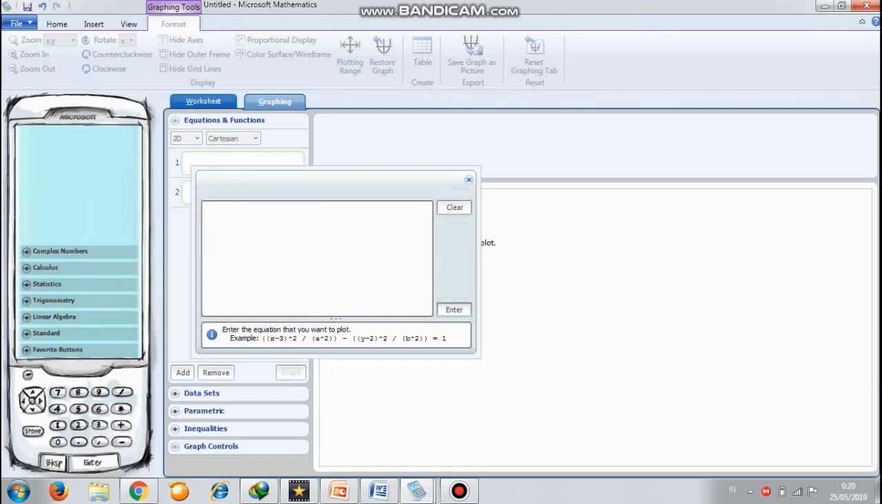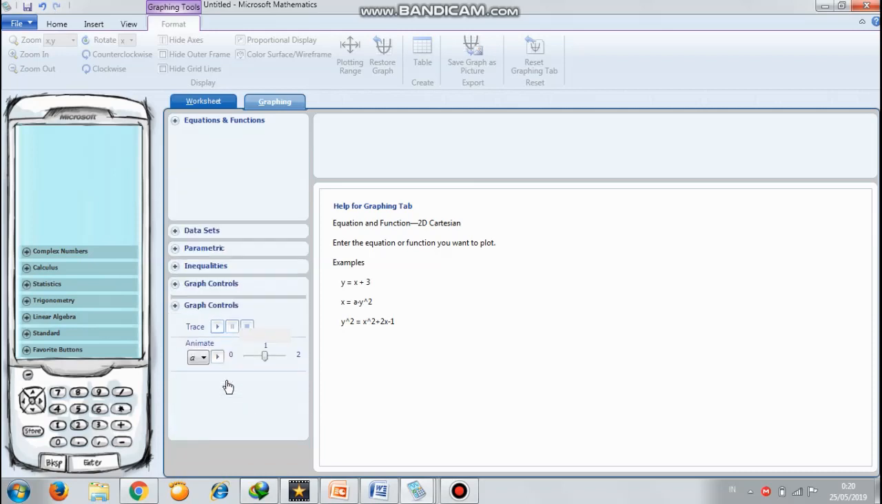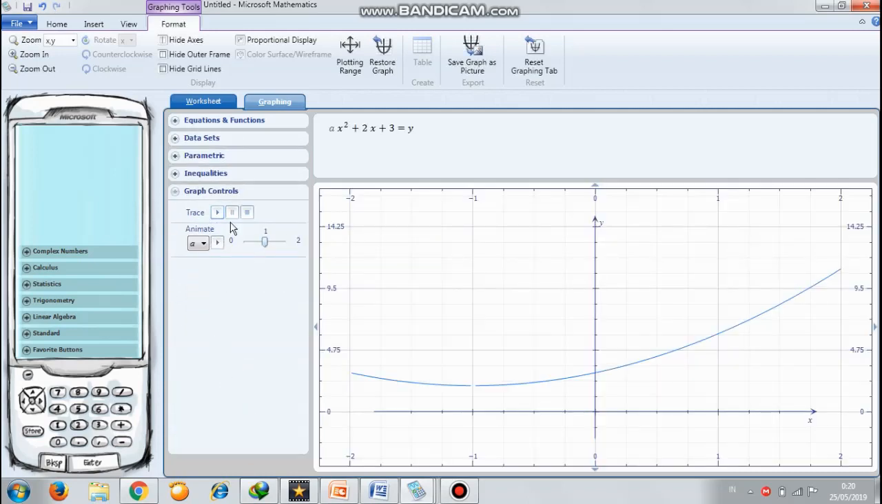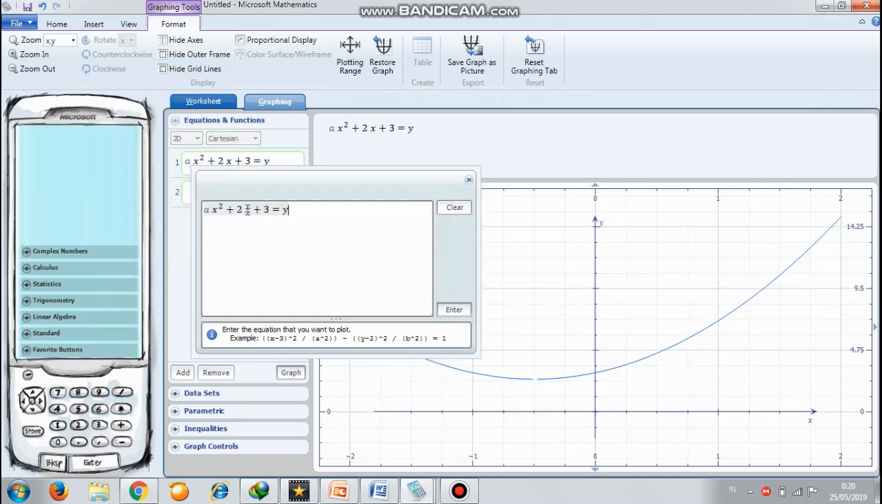We can, for example, type ax squared plus 2x plus 3 is equal to y. Enter and then click graph. Because we use a as the coefficient of x squared, we can animate the a with a slider. If we change b and c, we can animate b and c by slider too.